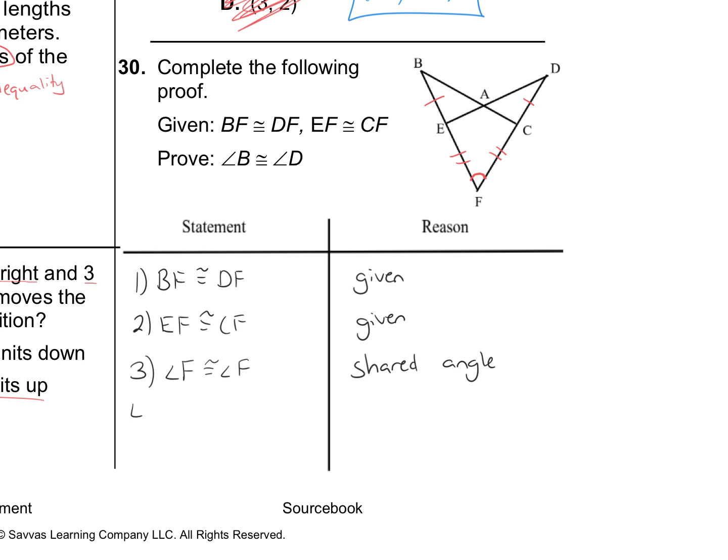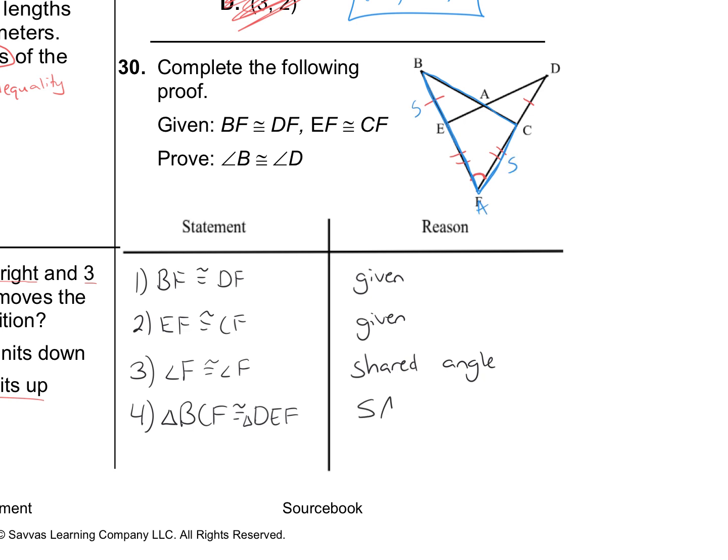Once you figure out what's shared, you should have enough information for what? What's our next statement? How they're congruent. Right. Saying how the two triangles are congruent. So I have triangle BCF is congruent to triangle DEF. And again, if you struggle to see it, outline it. What is it? Side angle side. It is side angle side.